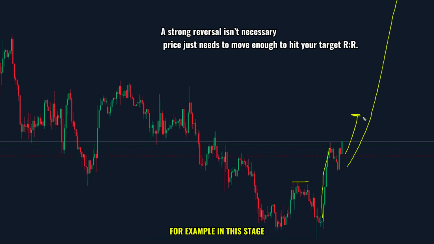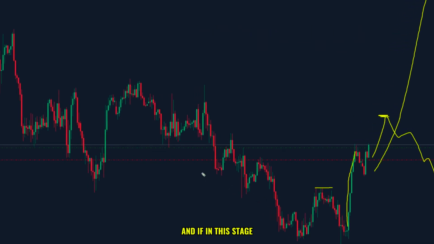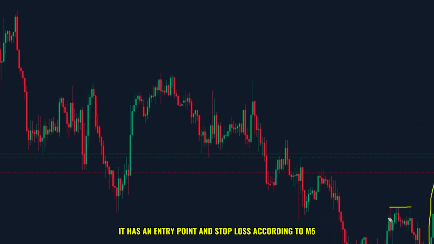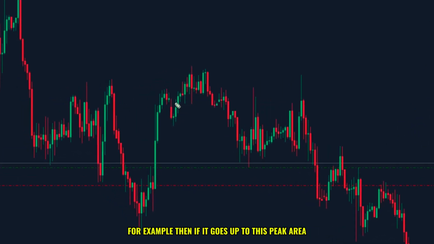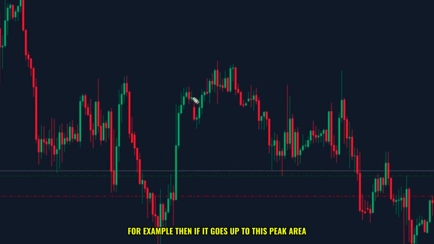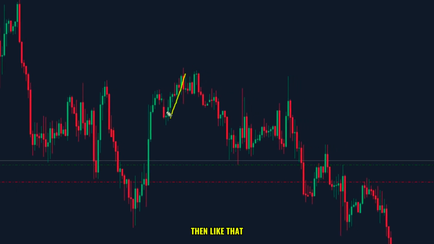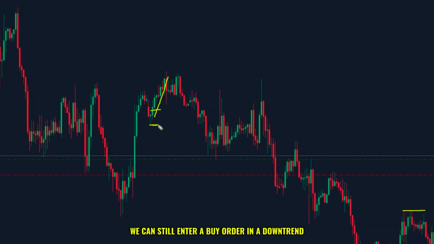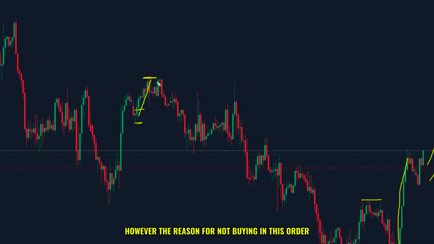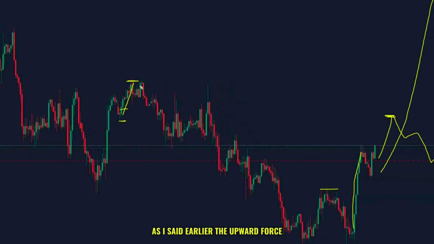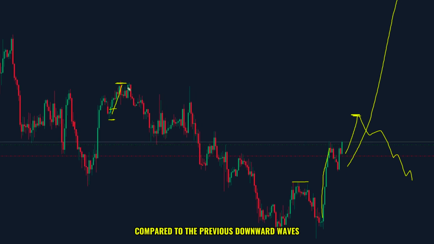For example, in this stage, if there is an upward wave, then we have a continuation stage here. And if in this stage it has an entry point and stop loss according to M5, then if it goes up to this peak area, it still reaches an R ratio of about 2R. Like that, we can still enter a buy order in a downtrend. However, the reason for not buying in this order, as I said earlier, is that the upward force, compared to the previous downward waves, is significantly weaker. So usually, the continuation stage will not be able to increase much either.